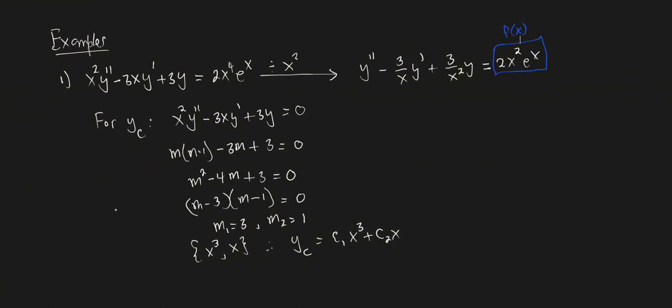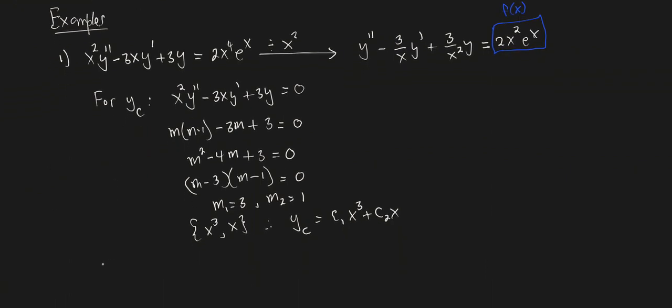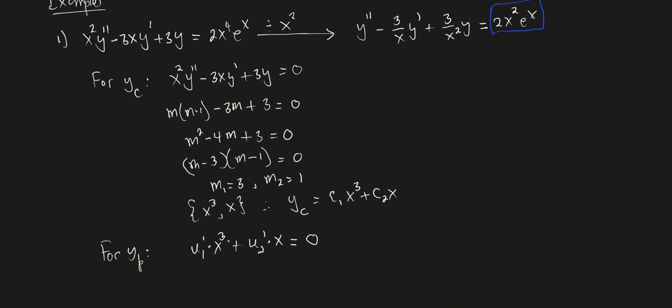So let's go ahead now and apply our variation of parameters method. So for y sub p, let's write down the equations that the derivatives of u1 and u2 must satisfy. So u1 prime times y1, I'm just going to use the function that's listed first in my basis as my y1, so that's x cubed, plus u2 prime times y2, which in this case is x. That has to be equal to 0. That's the first equation in that special system that's used to determine u1 prime and u2 prime.